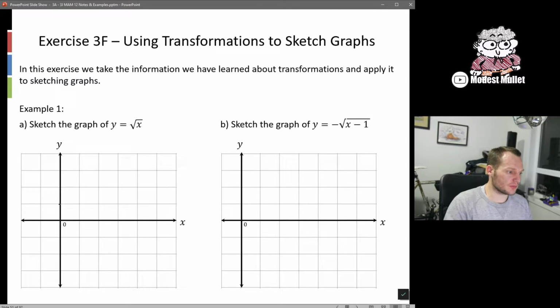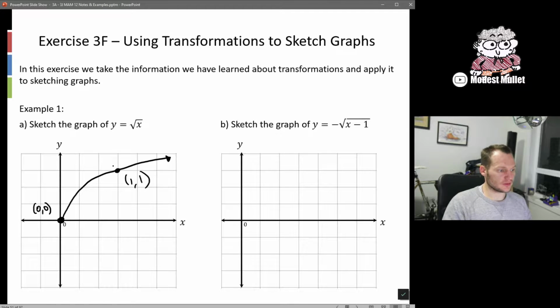A common square root graph starts at 0, 0 and then goes up like that, and then I'm going to put in a point of reference. If I put 1 in as x, the square root of 1 is just 1. And so I have the intercepts taken as 0, 0, and then it goes through 1, 1, and then keeps going on and on and on.